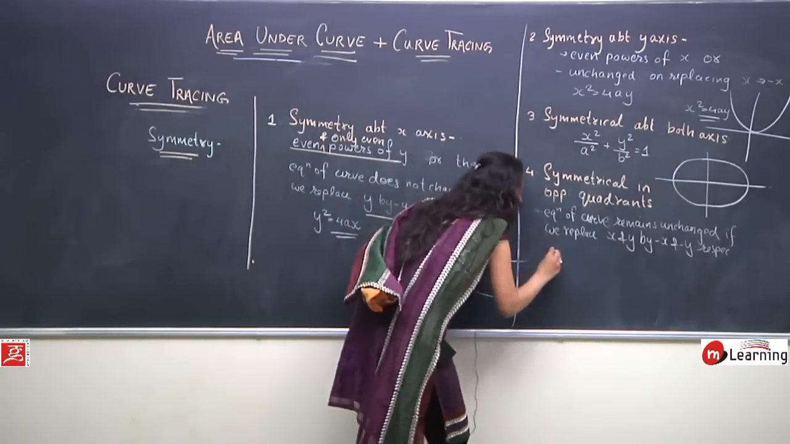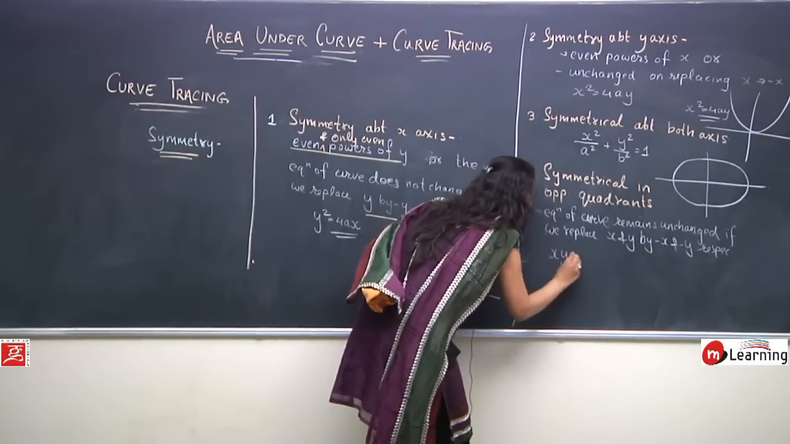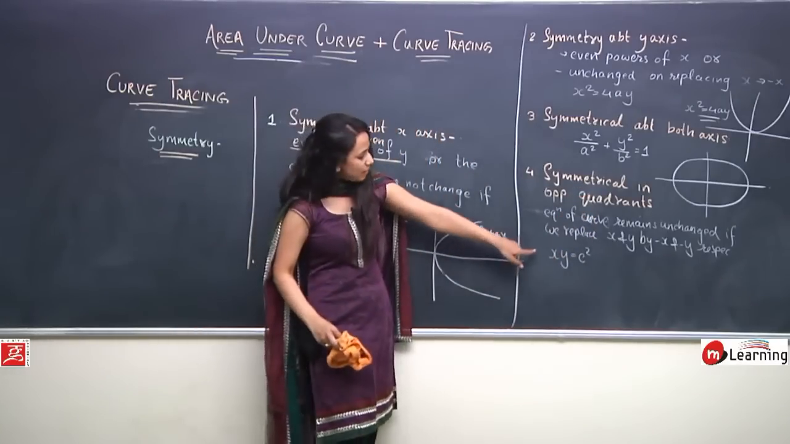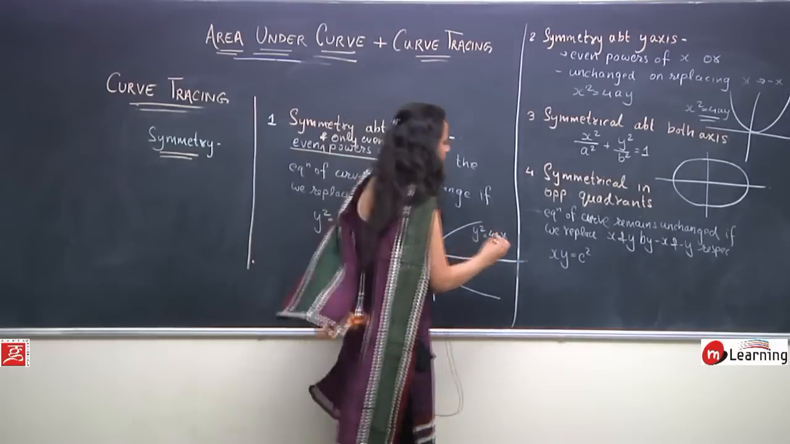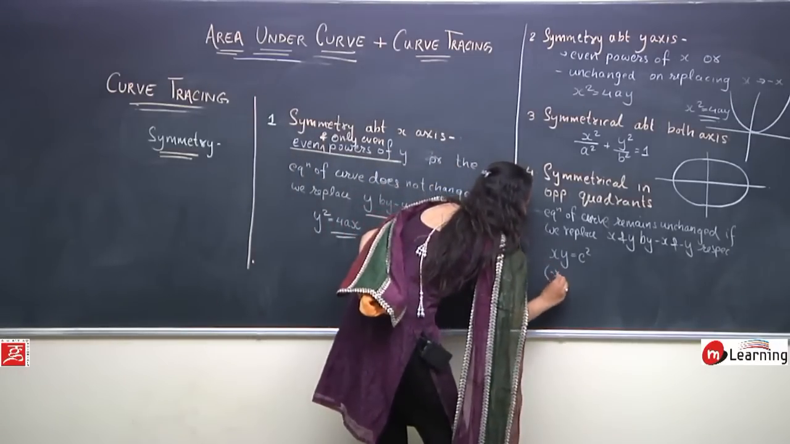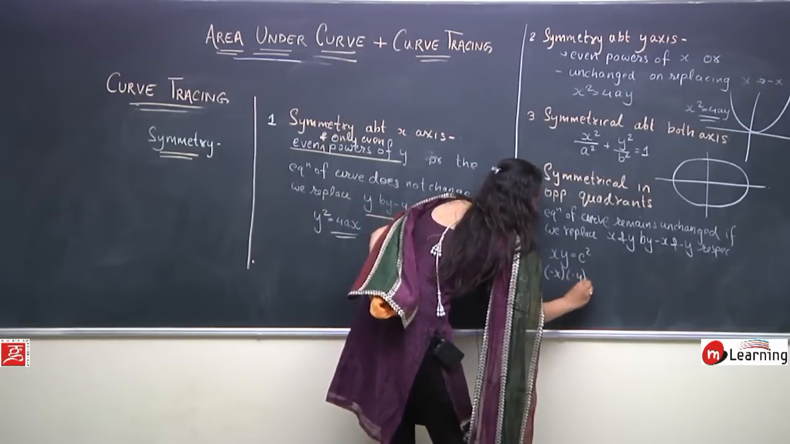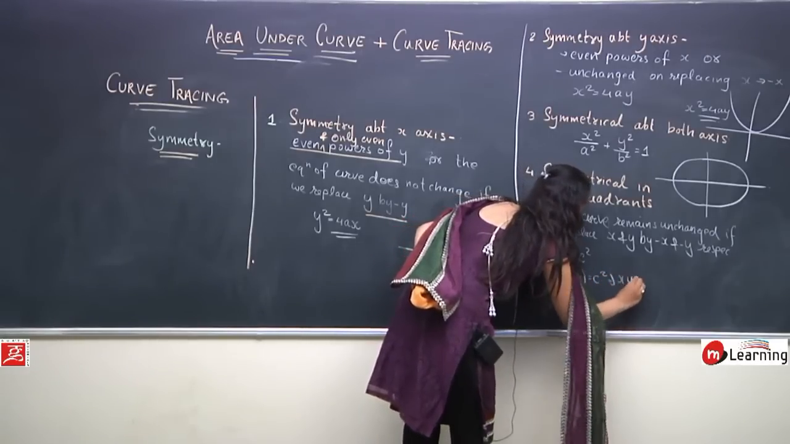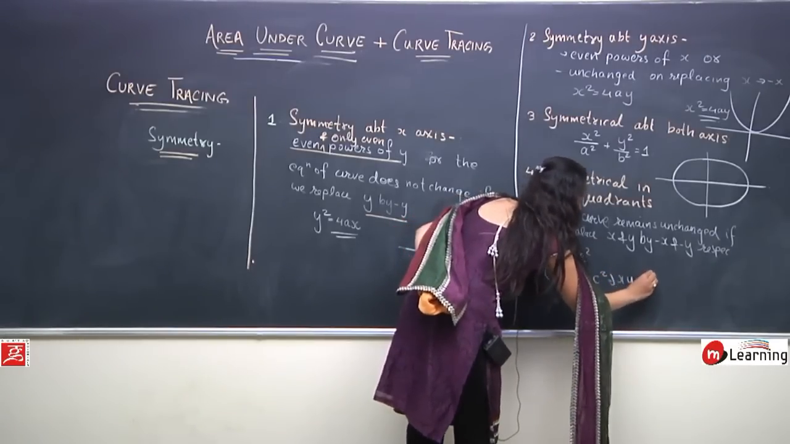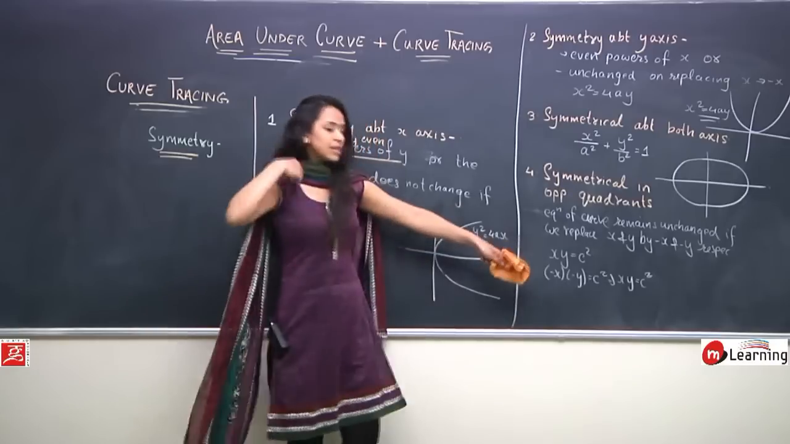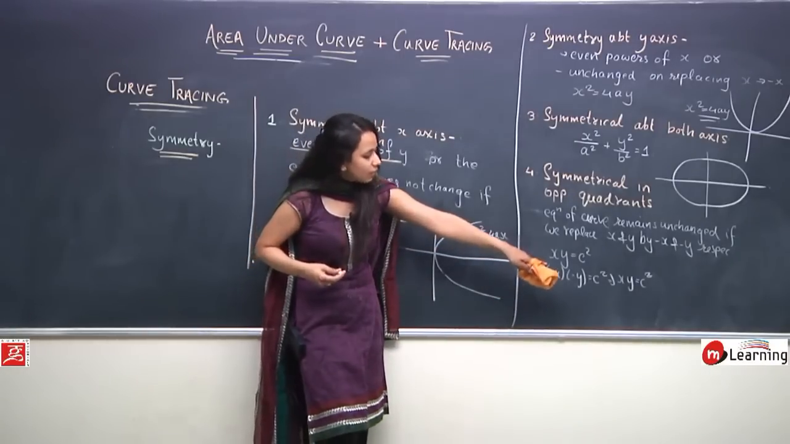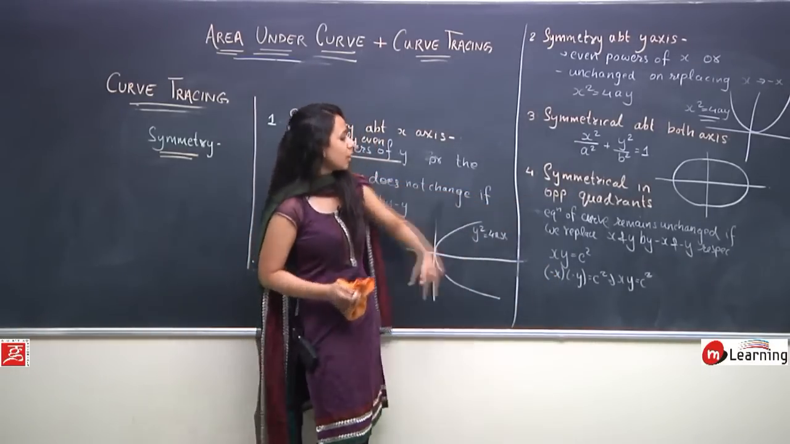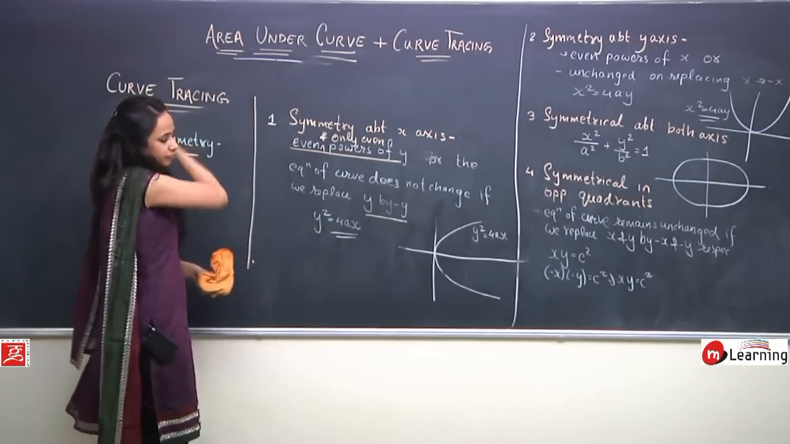For example, consider this curve xy equals to c square. If I replace x by minus x and y by minus y, so what would be the equation? It would be minus x minus y equals to c square, which is equals to xy equals to c square. So, even when I replace x by minus x and y by minus y, the equation of curve does not change. So, this curve would be symmetrical in opposite quadrants.